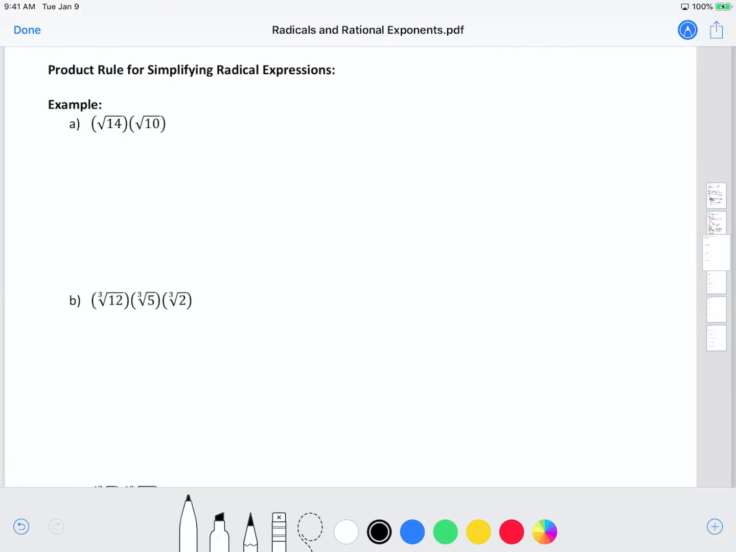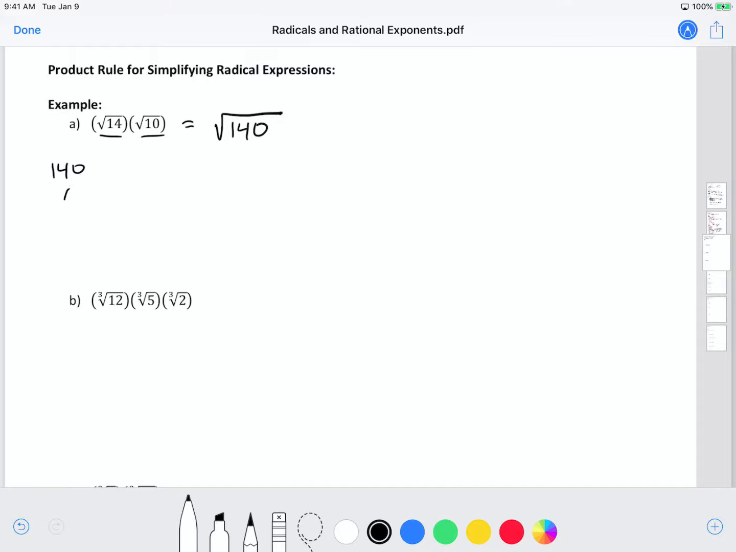Okay, now when we want to multiply radicals, we have to make sure that they are the same root. In other words, I cannot multiply what's underneath the radicals together if I have a square root and a cubed root. The roots have to be the same in order to multiply what's underneath them together. So in this case, since they're both the square root, I can just multiply what's underneath them together, and rewrite it as the square root of 140. And then from there we can simplify it.